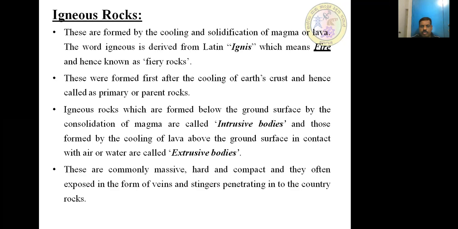These igneous rocks, which are formed below the ground surface by the consolidation of magma, are called intrusive bodies, and those formed by the cooling of lava above the ground surface when it comes in contact with water and air are called extrusive bodies. So these are commonly massive, hard, and compact, and they are often exposed in the form of veins and stringers penetrating into the country rocks.